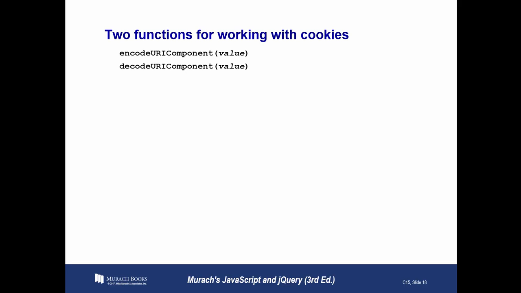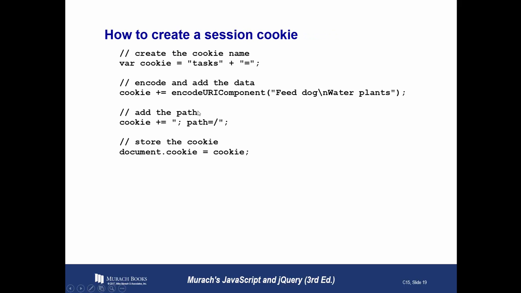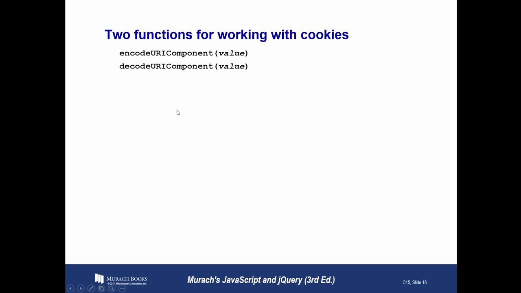Then you set the document.cookie object equal to the cookie's text string. And we'll see examples of that right here. Two functions for working with cookies include encodeURIComponent, which encodes values that contain semicolons, commas, and white space, and decodeURIComponent, which decodes values that have been encoded. So cookies cannot have semicolons, commas, or white space, so that's why you use the encode.